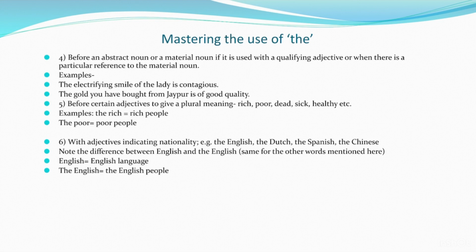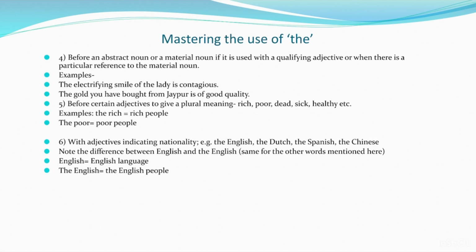Let me explain. The electrifying smile of the lady is contagious. Okay, so smile is an abstract noun. Here I have used electrifying with the word smile. So electrifying is a qualifying adjective. So, the electrifying smile. You cannot say the smile, but when we use this qualifying adjective, we must use the article the. The electrifying smile of the lady is contagious.